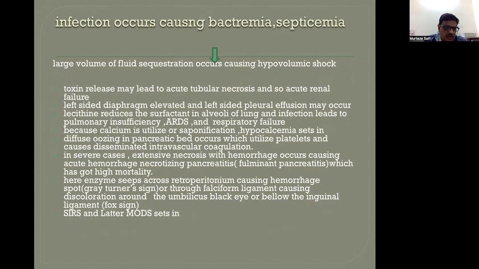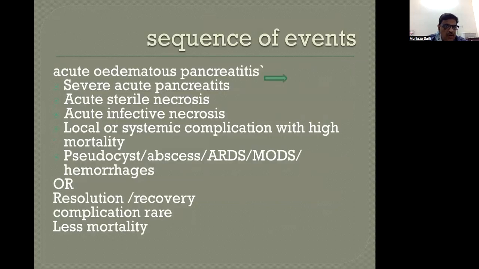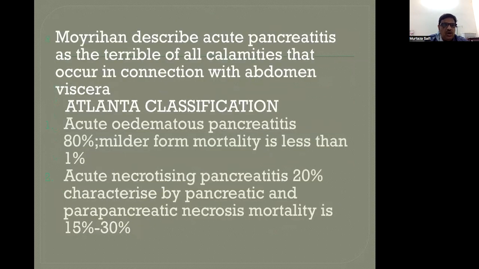SIRS, systemic inflammatory response syndrome, and later MODS, meaning multiple organ dysfunction syndrome. These are all clinical pathology of acute pancreatitis. Sequelae of events: acute edematous pancreatitis causes severe acute pancreatitis, acute sterile necrosis, acute infective necrosis, local and systemic complications with high mortality, pseudocyst or abscess formation, ARDS, MODS or hemorrhage. Resolution may occur with recovery, complications rare in resolution, and less mortality.